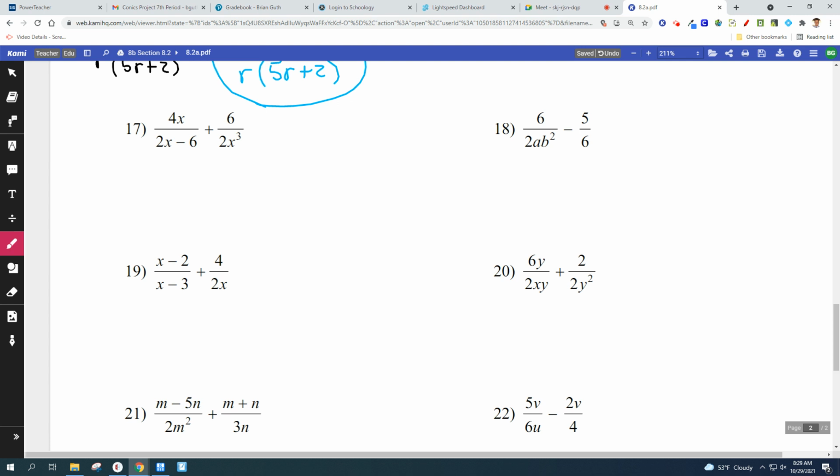Next one. If there's anything that you can reduce, you probably want to do it first rather than last. It doesn't really matter. You either do it first or you do it last. See how this 2 will go into this 6 3 times? That might help. But on the left side, on the left fraction, you see how 4, 2, and 6 are all divisible by 2? If 4, 2, and 6 are all divisible by 2, then you can reduce this by 2.